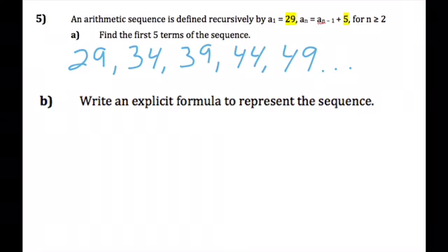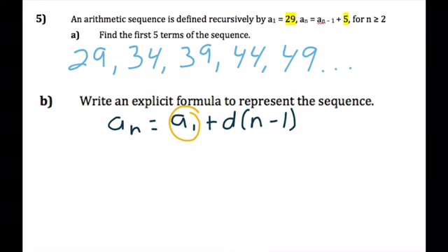Okay, after we find the first 5 terms of the sequence, now we want to write an explicit formula to represent the sequence. I know that this is an arithmetic sequence, so I'm going to be using a sub n equals a sub 1 plus d parenthesis n subtract 1. So I need to find out what is a sub 1 and d. And I can get that right here from my recursive formula. I know that a sub 1 is 29 and that d is a positive 5. So I'll plug those in.